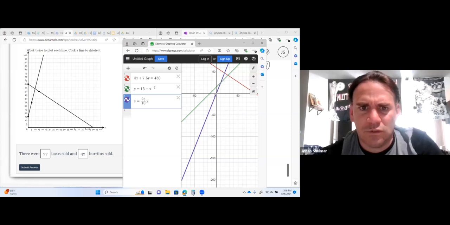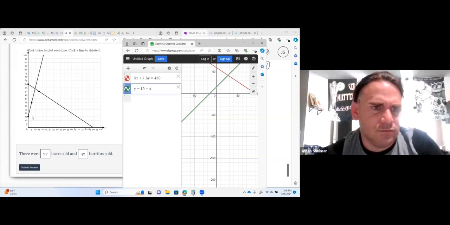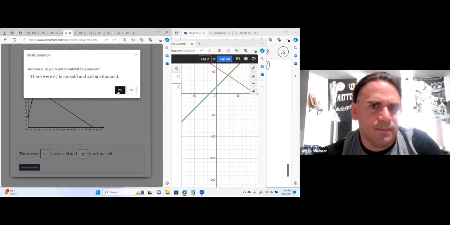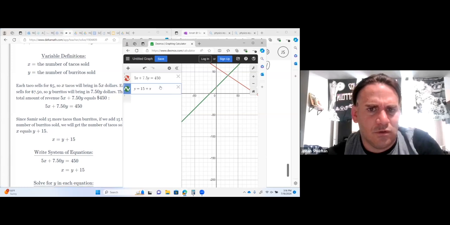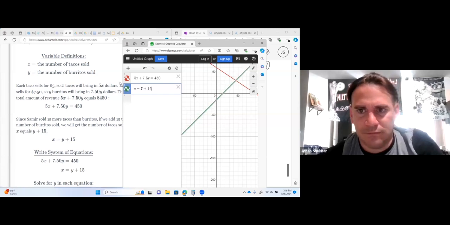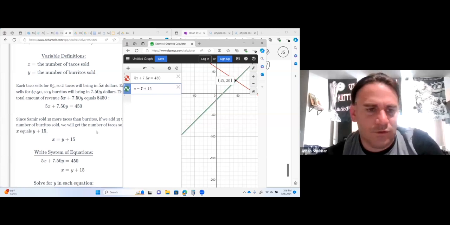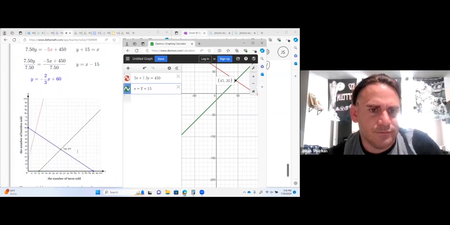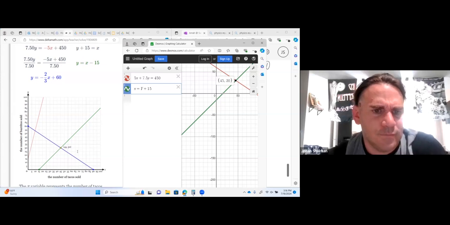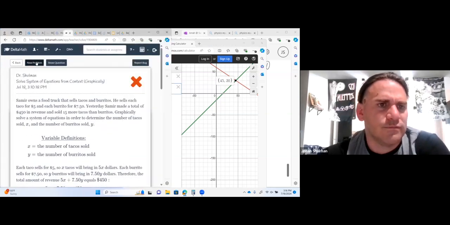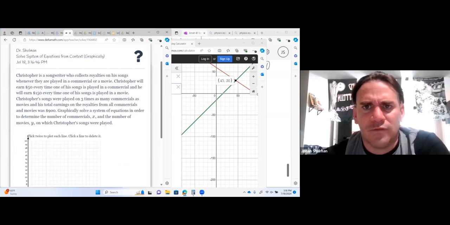So we might as well go with the green. 27, 42. Let's see. X equals, oh, I think it's because I was using X and Y instead of them. 45 and 30. Yeah. All right, let's do another one. Tough. All right, let's figure this out.